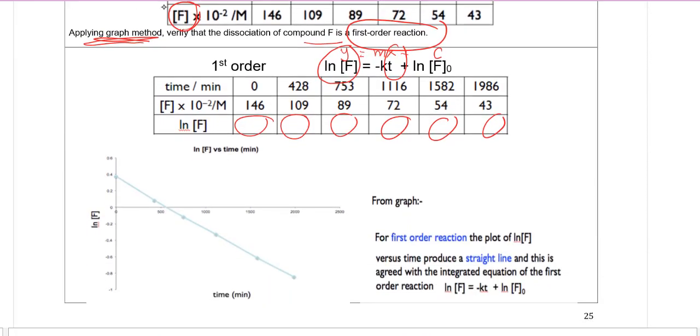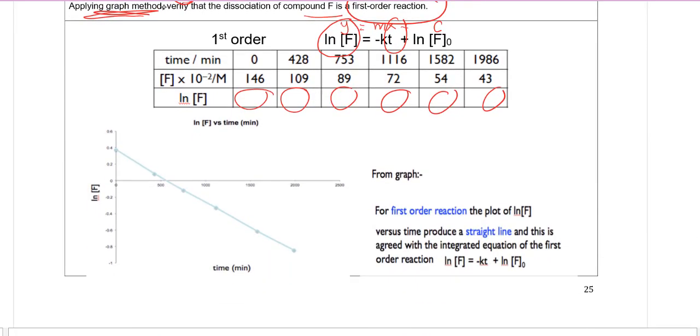And then when you plot, definitely you will get a straight line, because the question already mentioned it is a first order reaction. So you need to make a conclusion: for a first order reaction, when we plot the graph of ln F versus time, it produces a straight line. So it means that this is a first order reaction.